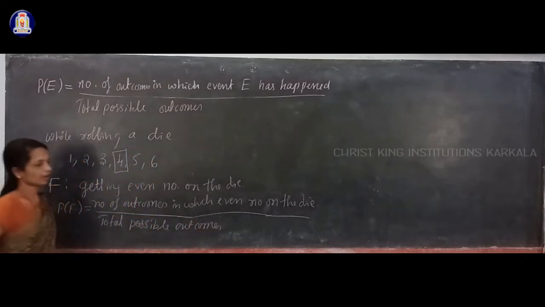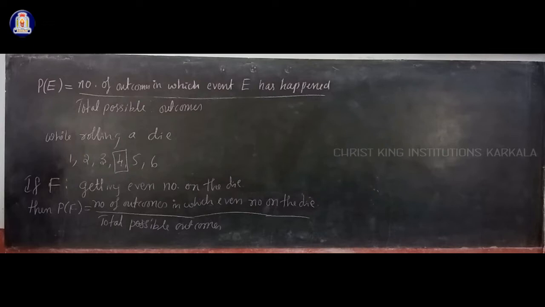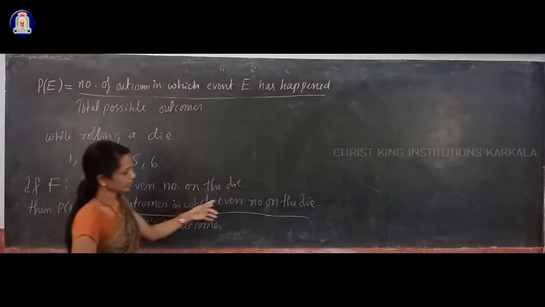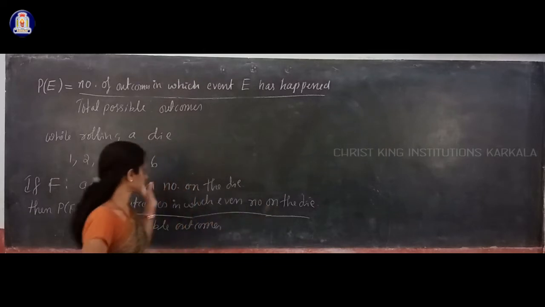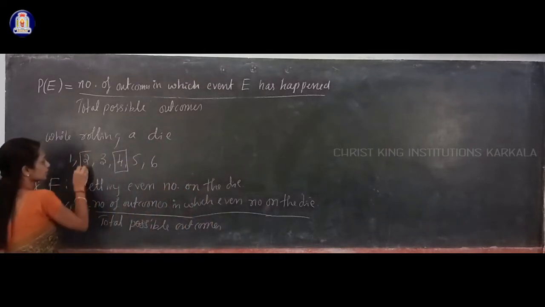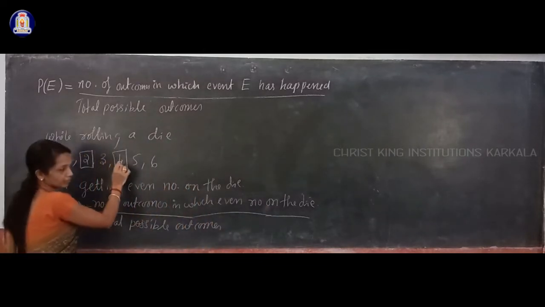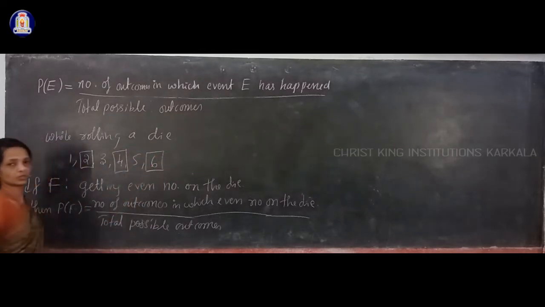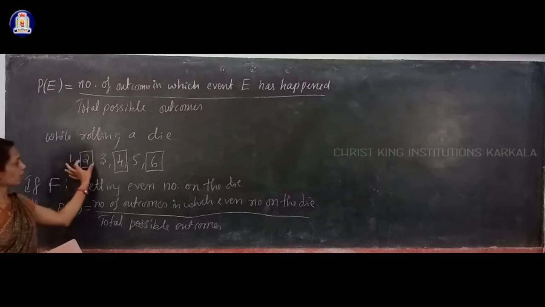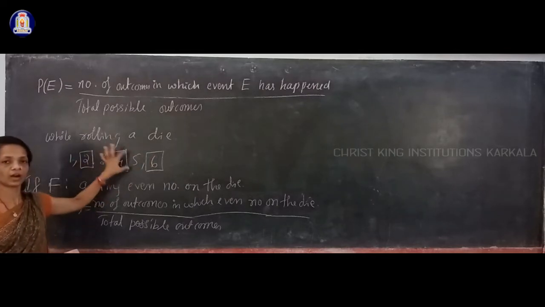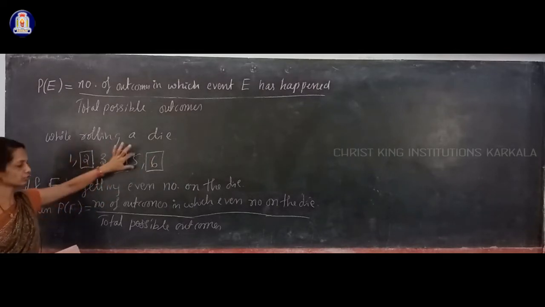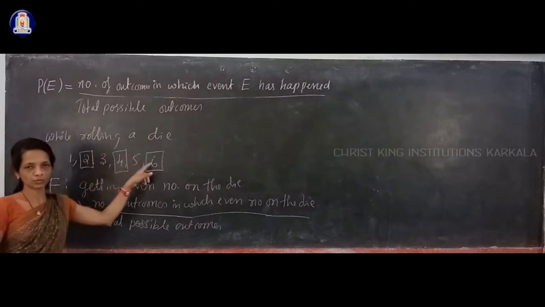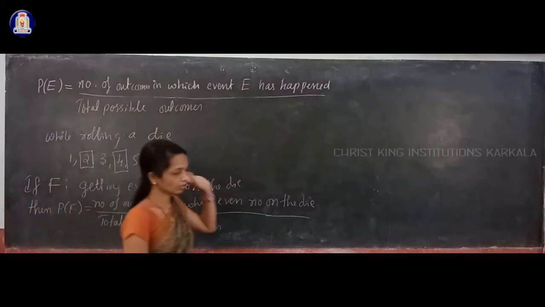In how many outcomes do you have an even number? That you have to count. Number of outcomes in which an even number is there, that you have to see. In this outcome you have an even number, in this outcome you have an even number, and in this outcome you have an even number. So in how many outcomes do you have an even number? 3, right? 1, 2, 3. In 3 outcomes you have an even number on the die.